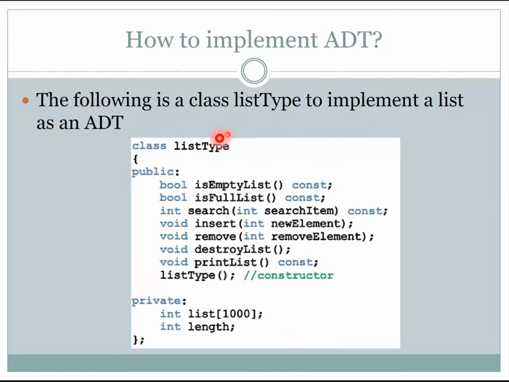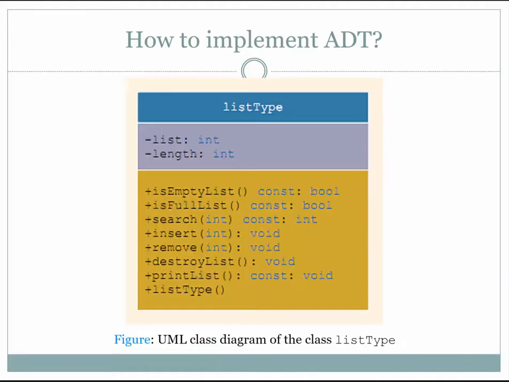The following is a class list type. So, ini adalah definisi kelas yang bernama list type. Dan kita ada berapa ni? 1, 2, 3, 4, 5, 6, 7. 7 fungsi dan 1 constructor. Okay, constructor adalah untuk mereset or initial value kepada data dalam kelas list type. Dan kita ada dua ahli private iaitu list dan lang. So list adalah satu array yang bersaiz 1000.